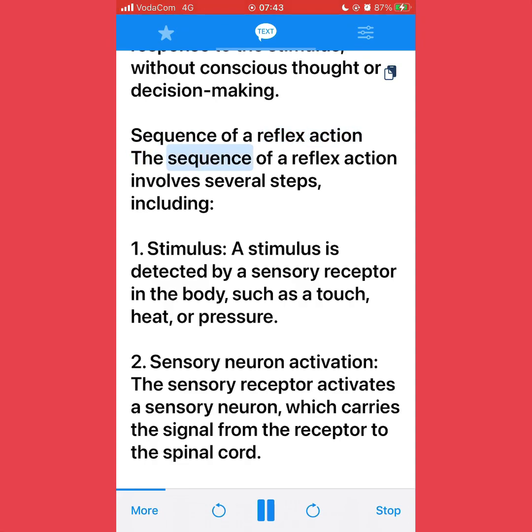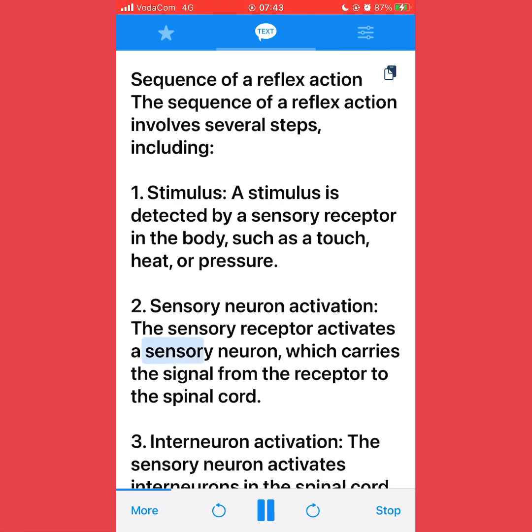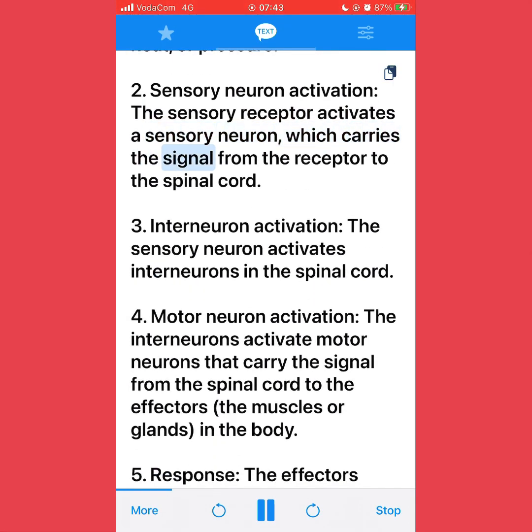The sequence of a reflex action involves several steps, including: 1. Stimulus. A stimulus is detected by a sensory receptor in the body, such as a touch, heat, or pressure. 2. Sensory neuron activation. The sensory receptor activates a sensory neuron, which carries the signal from the receptor to the spinal cord. 3. Interneuron activation. The sensory neuron activates interneurons in the spinal cord.